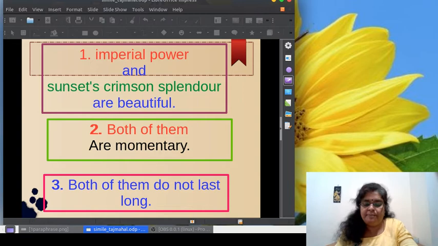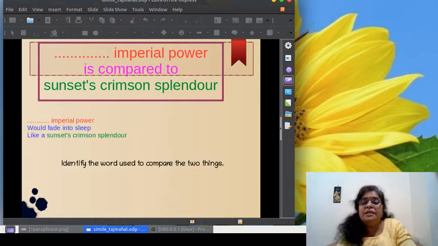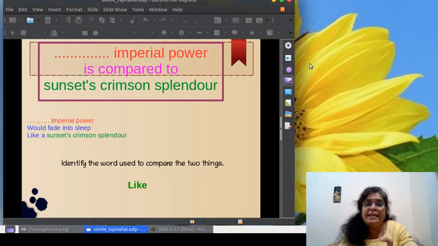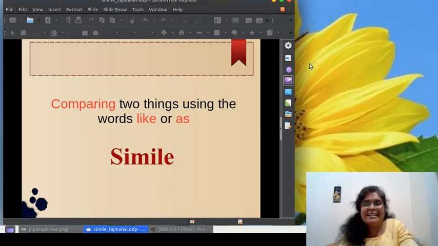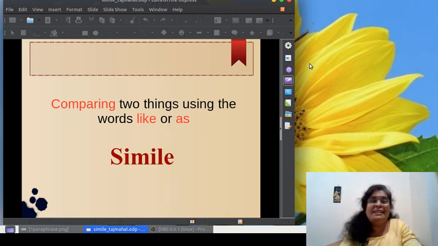Did you get the idea? Okay. So, what is the word used to compare these two things? Imperial power would fade into sleep like a sunset's crimson splendor. What is the word used to compare these two things? Yes, like. The word like. Comparing two things using the words like or as has a name: simile. Once more, please. Looking at this, we may feel like reading it as smile, but it is simile, s-i-m-i-l-e. Tell me once more, please. Yes, simile.